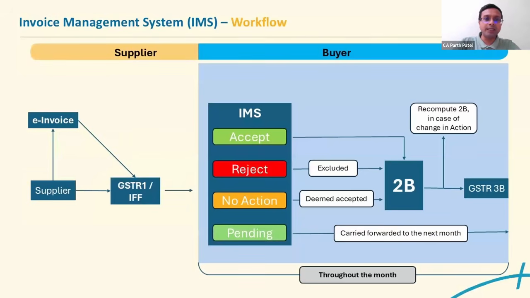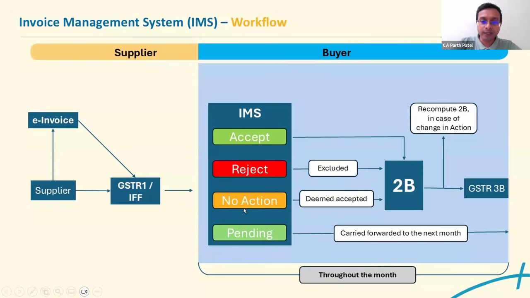So let's understand how the IMS works. So let's say GSTR1 is filed or IFF is filed, then that particular invoice or record is transmitted to IMS. Now in IMS, there are 4 actions which a taxpayer is supposed to take. First one is accept. The moment it is accepted, it is transmitted to GSTR2B. If a taxpayer is rejecting that particular invoice, it still forms part of GSTR2B, but it is covered under the excluded invoices in the GSTR2B, that is, the invoices which a business has rejected.